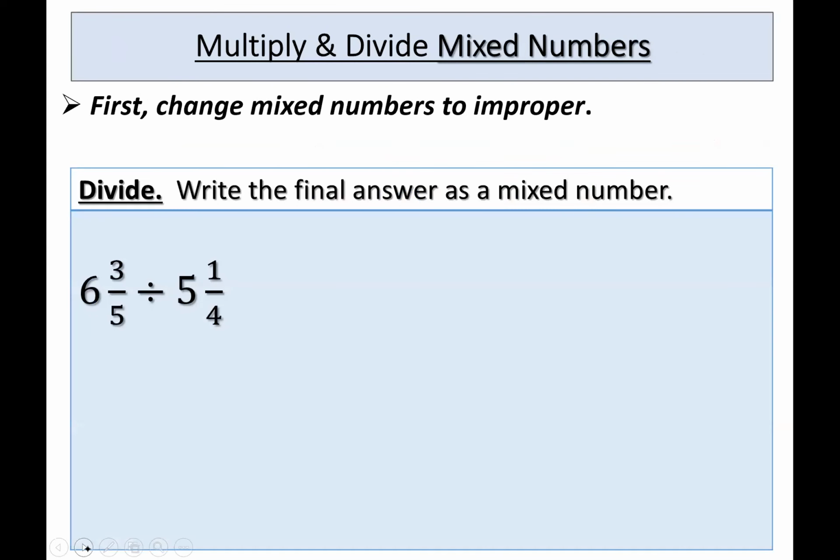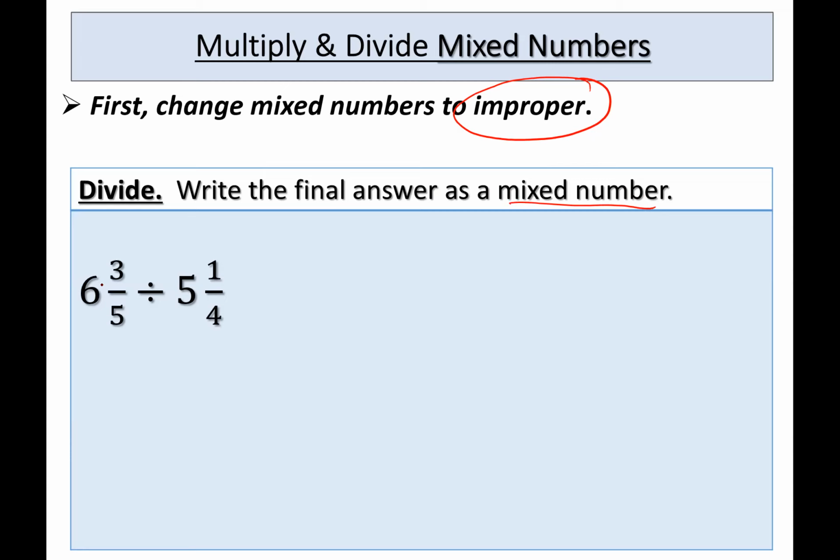So our next example, this is a division problem, but we start it the same way, whether we're multiplying or dividing mixed numbers. To multiply or divide mixed numbers, we definitely need to change them to improper fractions first. Okay, so that's what we're going to do for this problem. So we're dividing, and then we are going to be writing the final answer as a mixed number. So we're going to be going back and forth here.